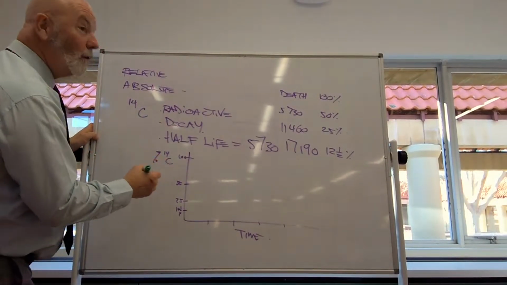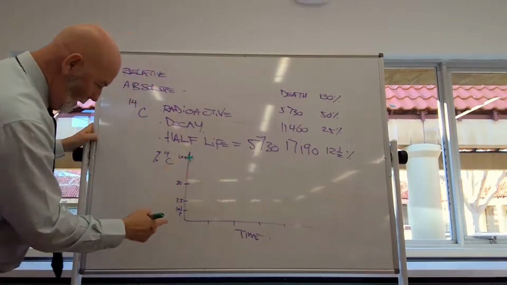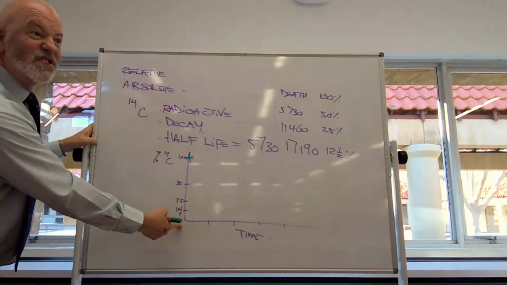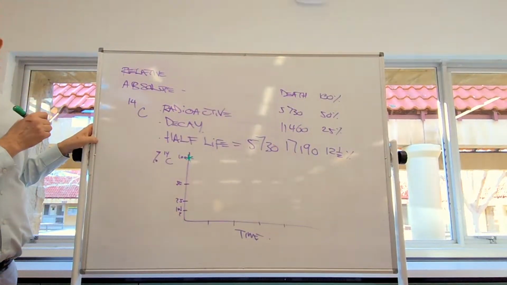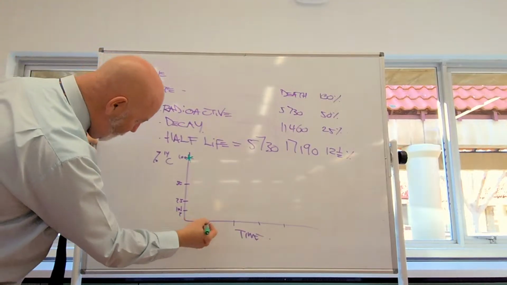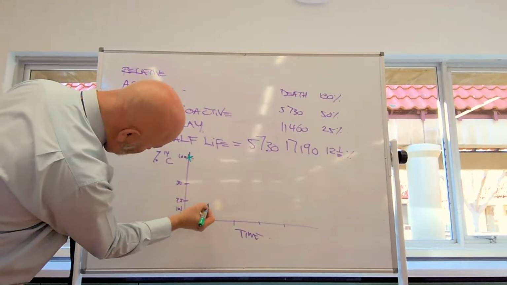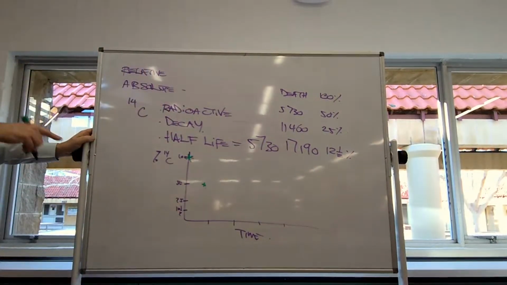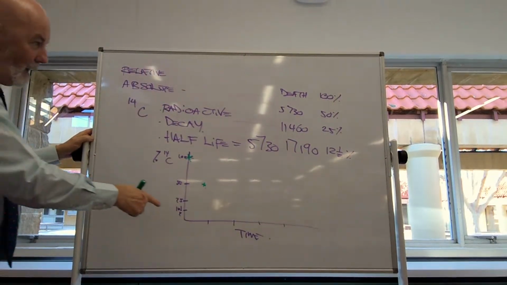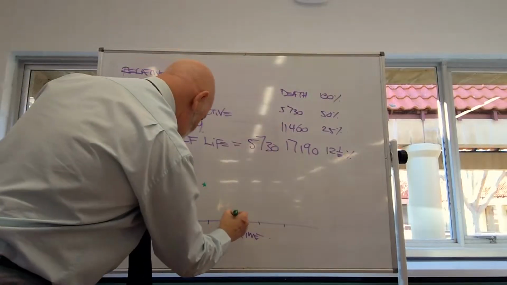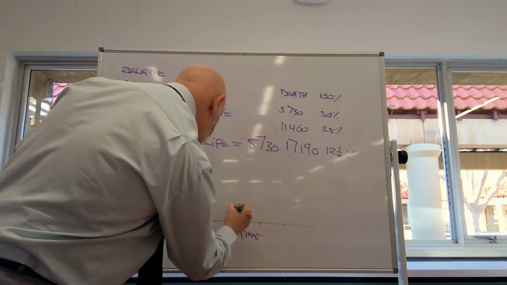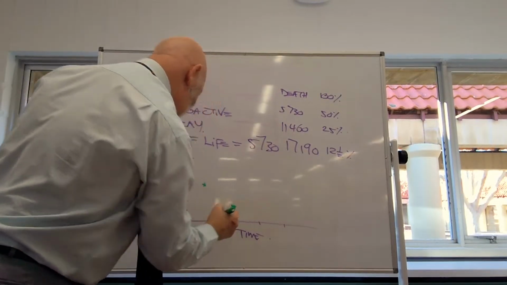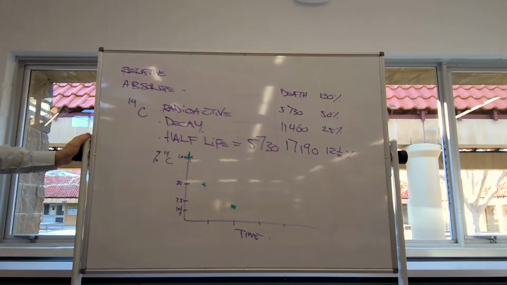Sorry. So at time 0, when it's just died, it's got 100% of the carbon-14. After 1 half-life, is that about right? We're at 50%, 5,730 years. After 11,460, we're going to have, it's hard to see sideways. There we are. Am I getting it right? Ish.